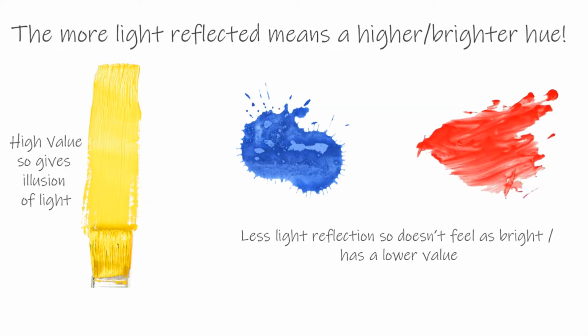Color can produce moods, and I'll show you a few examples. And the more light that is reflected, the higher the value. Yellow has a very high value, and if you look at any yellow color, you will see that a lot of light is reflected back from yellow. Blue and red are less. And so yellow will give the illusion of light, and that's because it is reflecting the light back.